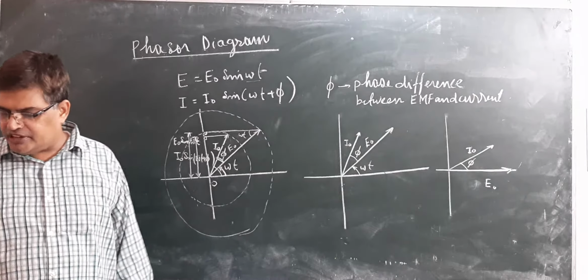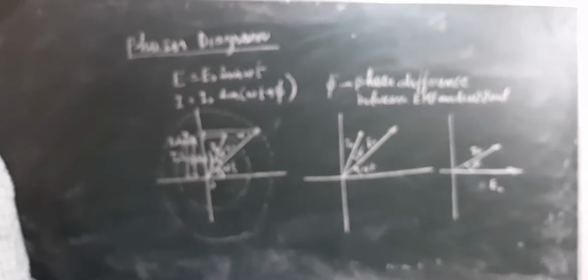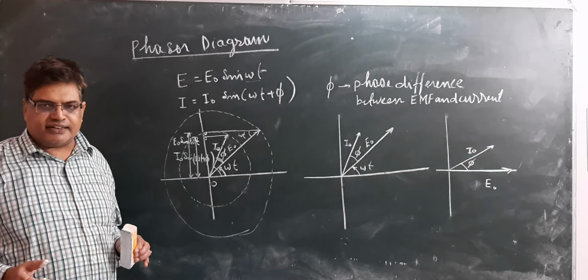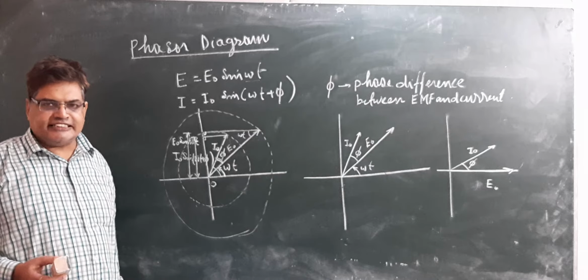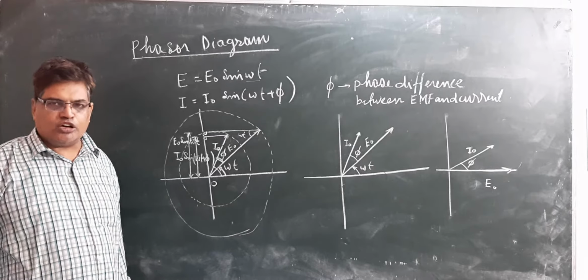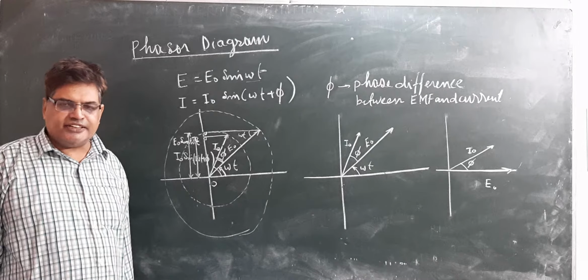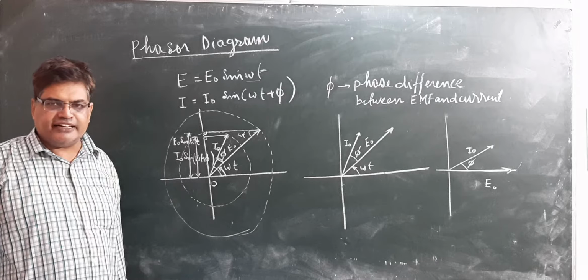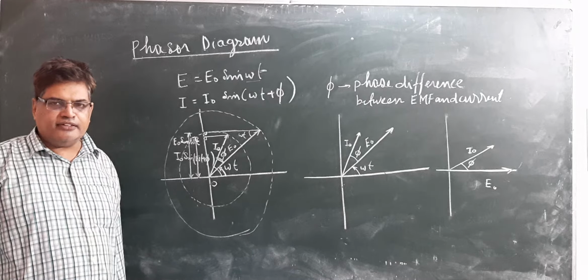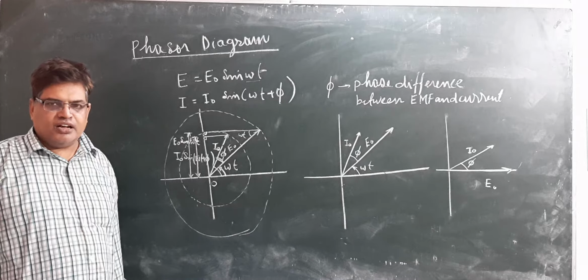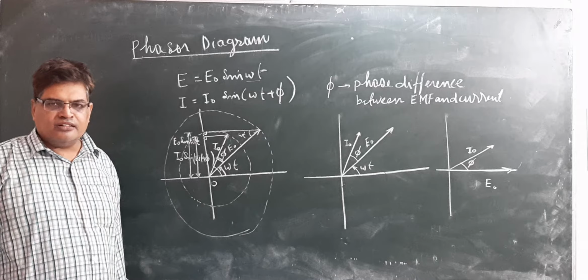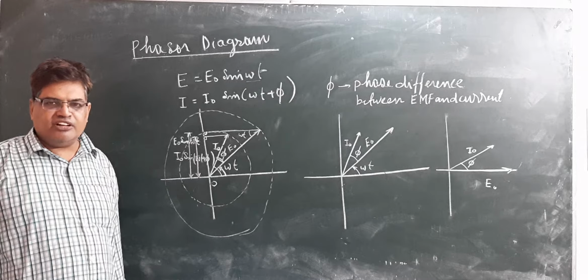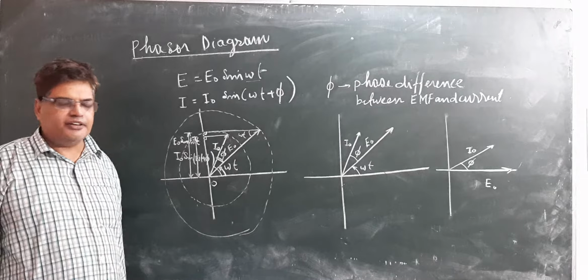The next topic that we are going to come across is the purely resistive circuit. Suppose a resistor is connected to an alternator which produces an alternating EMF. Let us see what expressions we can write for the current and the EMF, and also how we can draw the phasor diagram and how we can represent the EMF and the current graphically.